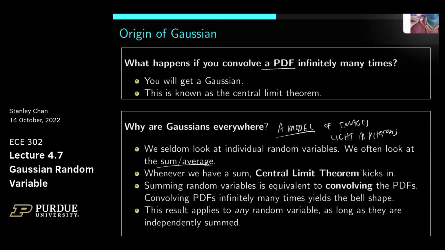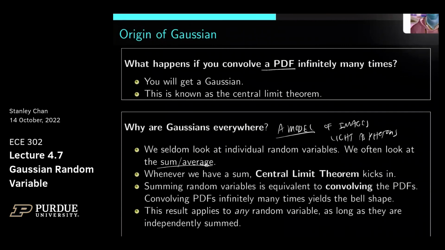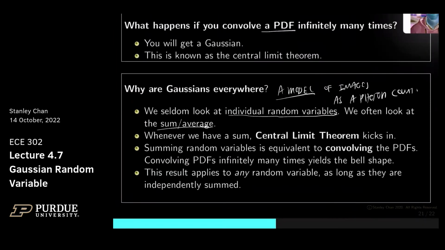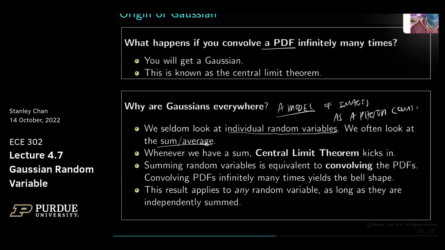Right, so this is a perspective. Even though you'll end up just reading off a single pixel sensor value, which is technically a single random variable, that random variable can oftentimes be decomposed into a sum of random variables. And when it can be, that is when you see things as Gaussian. So you see this pixel intensity as a photon count, a model of images as a photon count. Whenever we have a sum, the central limit theorem kicks in, and we see that summing random variables is equivalent to convolving the PDFs. And this result applies to any random variable as long as they're independently summed.